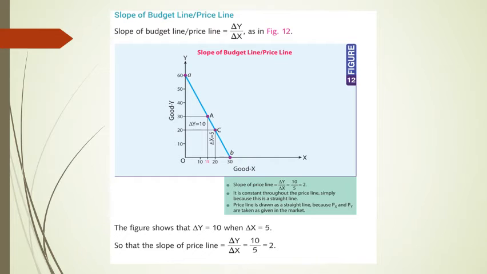Slope of budget line. Slope of budget line is equal to delta y upon delta x. And here the delta y upon delta x is equal to 10 upon 5. The slope of budget line is 2. Slope of budget line is constant simply because price line is a straight line. Price line is drawn as a straight line because prices of good X and good Y are taken as given in the market.